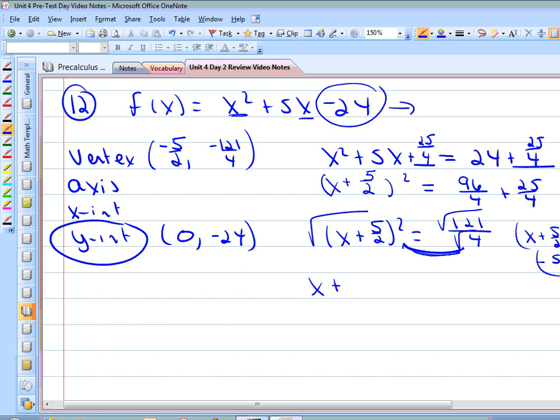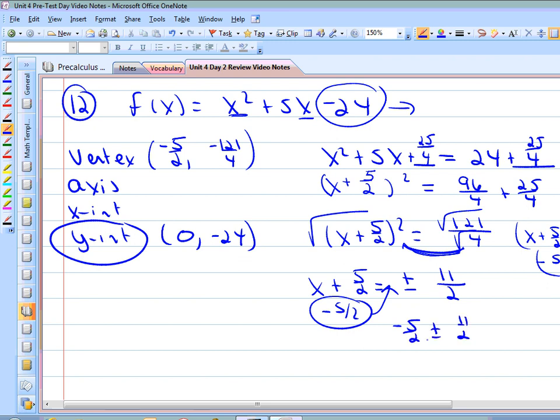So I have x plus 5/2 equals plus or minus the square root of 121, which is 11, and the square root of 4 is 2. How nice is that? All right, so we're going to subtract 5/2 and sneak it in front. And you can simply tell me then that it's negative 5/2 plus or minus 11/2.